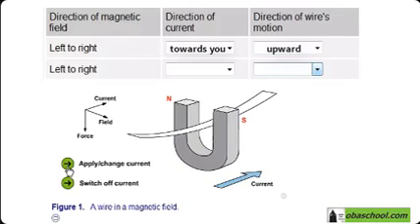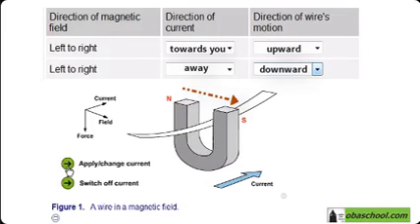Now let's change the current so it flows away from you. Which way does the wire move now? Yes, it moves downward. You must have noticed that the direction of the magnetic field is from the left to the right.